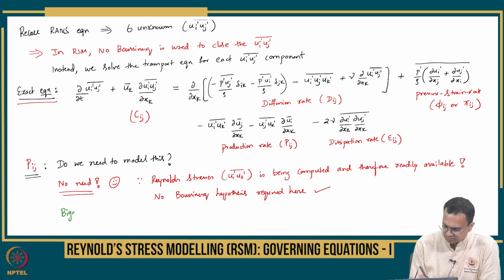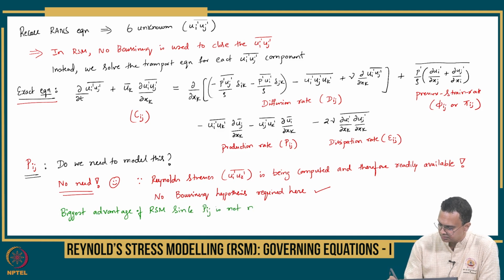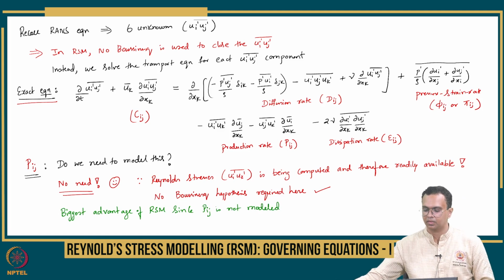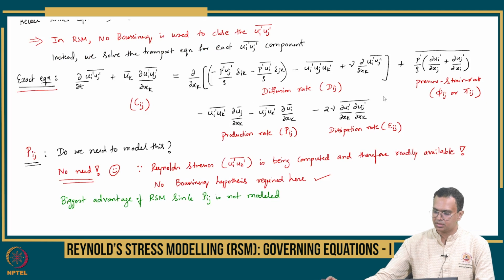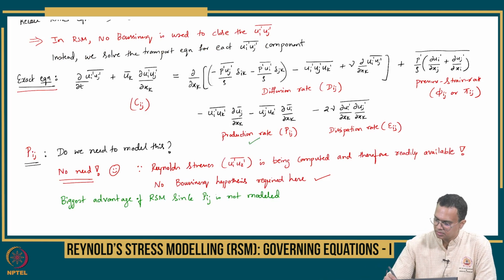This is the biggest advantage in terms of RSM, since Pij is not modeled. So Pij is already readily taken care of. I don't have to do anything with it. That means I have only diffusion, pressure strain rate and dissipation rates to be modeled.